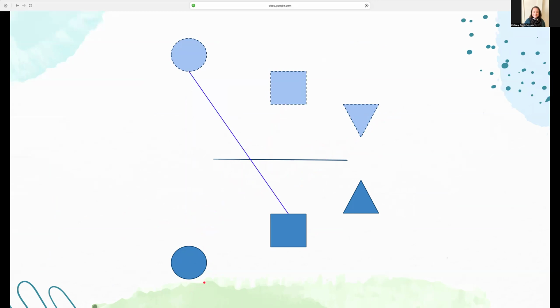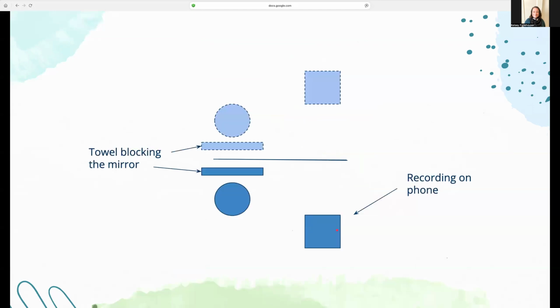Let's look at the square now. So the square can see the circle because a straight line intersects with the mirror, can see itself too, and it can see the triangle. So the square can see everyone in the mirror. And finally, the triangle, it can see the circle, can see the square, but it can't see itself in the mirror. So again, you can see something in the mirror if a straight line between you and the projected object, as in where the object appears like it is behind the mirror, passes through the mirror.